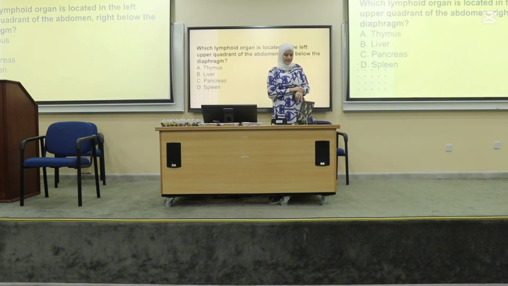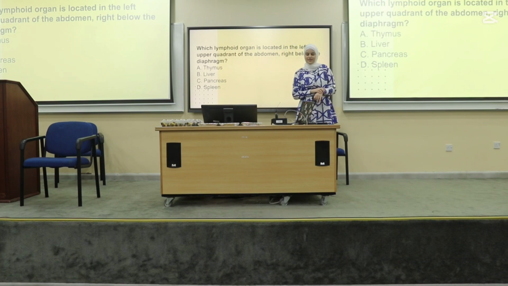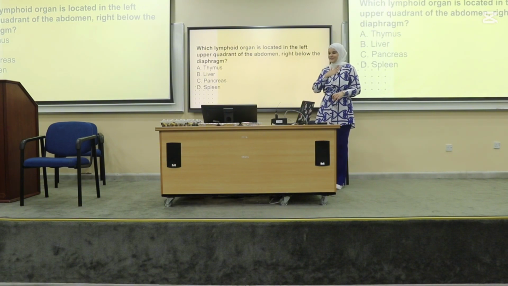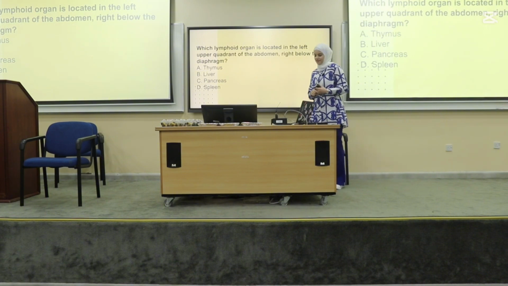Which lymphoid organ is located in the left upper quadrant of the abdomen? Left upper quadrant of the abdomen, right below the diaphragm. Where's the thymus? Here, of course not in the abdomen. Where's the liver? Yes, on the right side. Anyways, we didn't mention it as a lymphoid organ. Pancreas is somewhere in the middle. Spleen, yes, it's spleen. Spleen is right below the diaphragm. It's in the left upper quadrant.